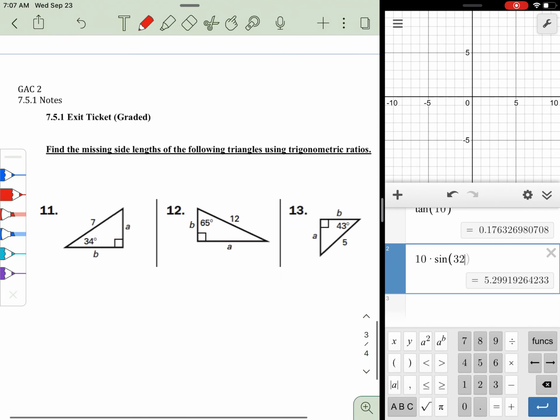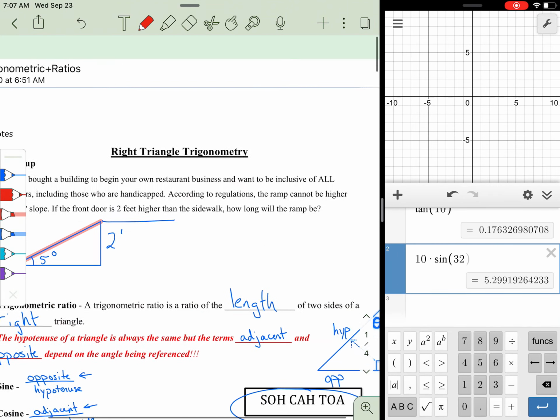So try these other 3 practice problems and then go ahead and move on to the exit ticket. If you have questions, obviously I'll be available in class as well.